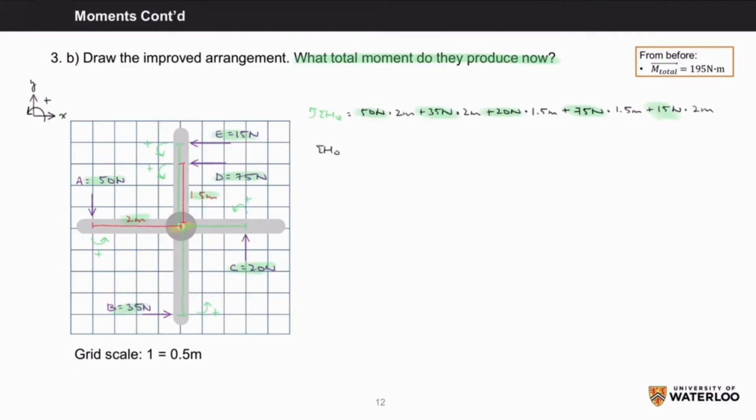This will give us a total moment of positive 342.5 Newton meters, which will be acting in the counterclockwise direction since it's positive.